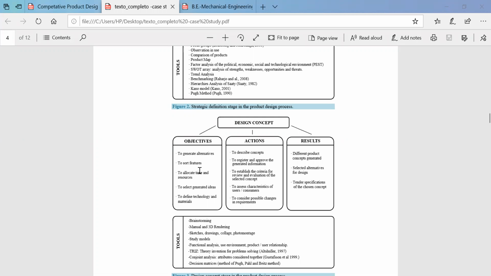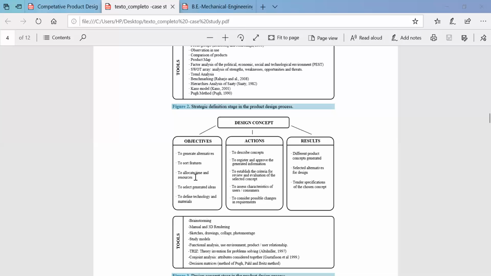And also to allocate time and resources. What is the time required for this particular design of the product to be manufactured, and whether the resources needed to manufacture this design are available or not? Even that has to be checked. Suppose a company identifies a design such that the time required is very long and the resources needed are not available, then it will be difficult for the product to be manufactured.